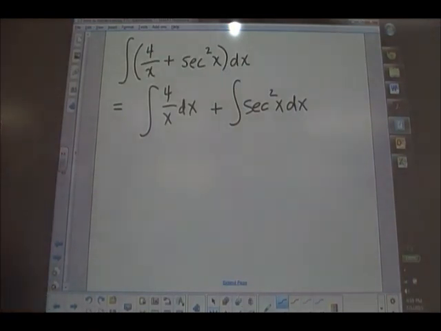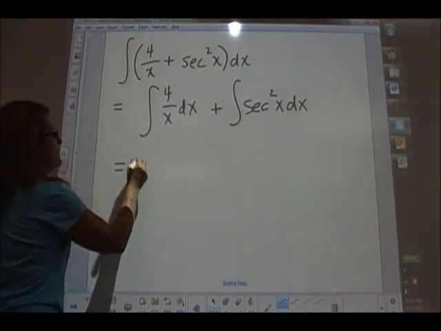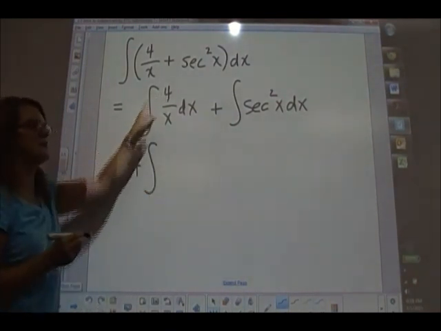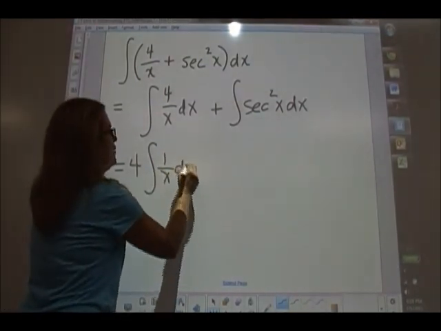Can we take the 4 out? A 4 is a constant. Who am I talking to? Bronwyn? Good. Taking the 4 out. And Bronwyn, when you take the 4 out, that's a constant, what are you left with? 1 over x. Good. 1 over x dx. Good.